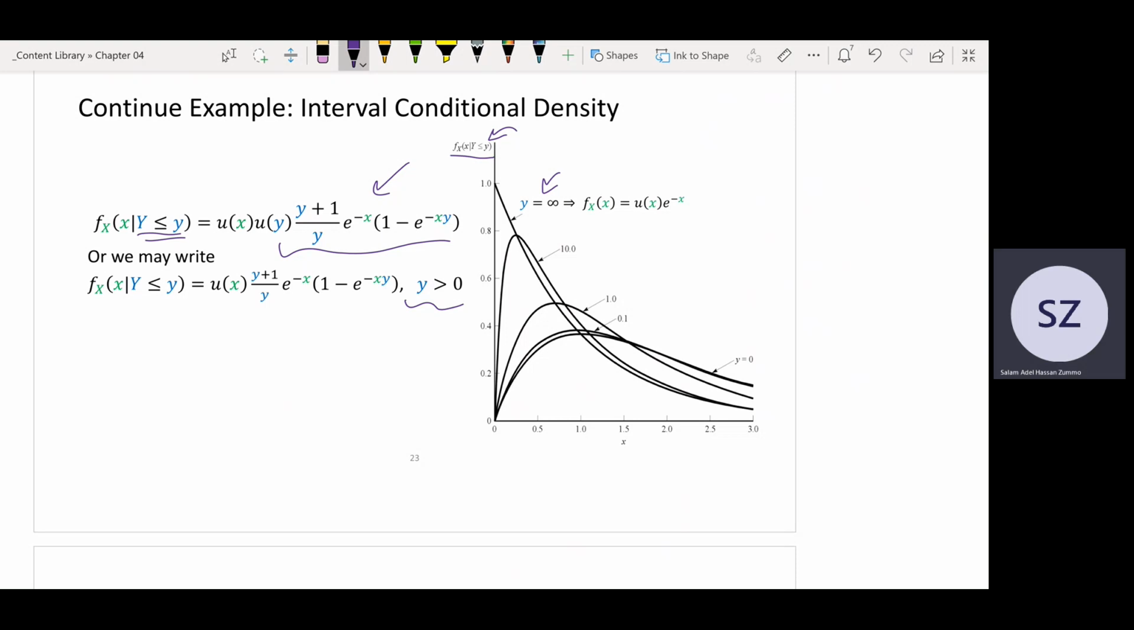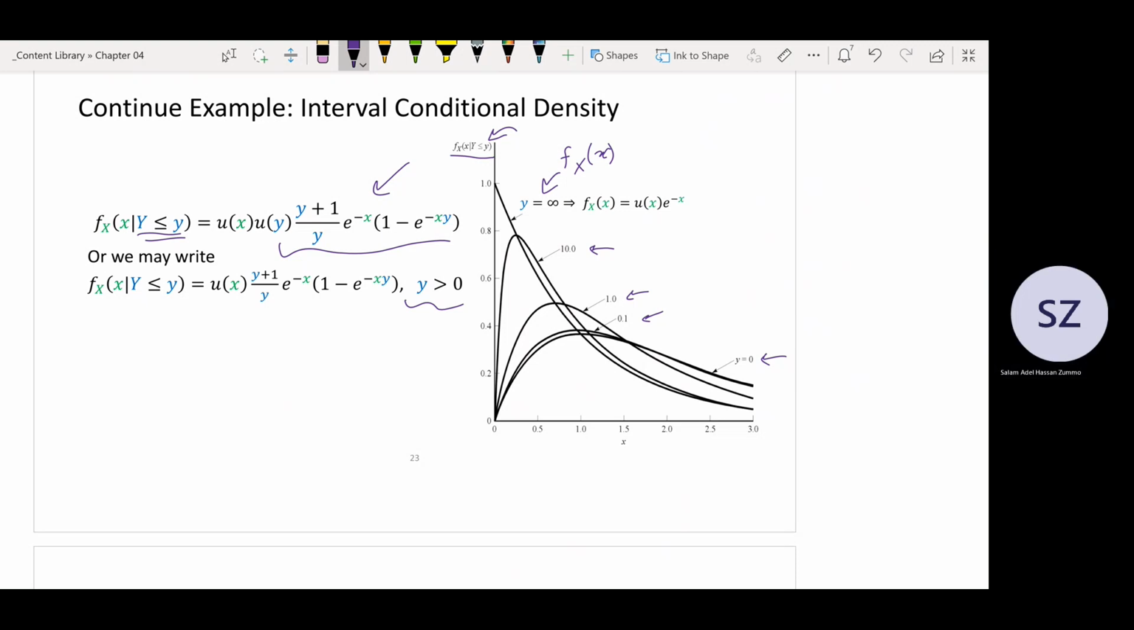So fx given y less than infinity is the same as fx of x, which is the marginal of x. Because given y less than infinity is a certain event, it doesn't change anything. I know always that y is less than infinity, so the PDF of x doesn't change. And if I change the value of y, which is the condition, basically you can see that the curve of the PDF of x changes. So this is, for example, y equal 10, y equal 1, y equal 0.1, y equal 0, for example. Okay.